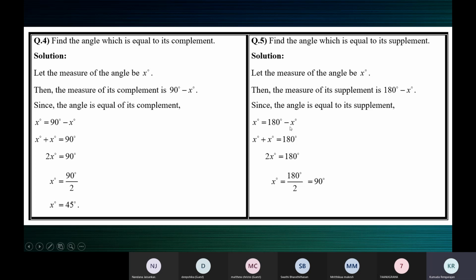When you solve this, again minus x on the other side becomes plus. So x plus x is 2x is equal to 180. X is equal to 180 by 2, so x is 90. This is what we answered orally, with mental calculation, when we just said 45. If an angle is equal to its complement, it measures 45 degrees. If an angle is equal to its supplement, it measures 90 degrees.